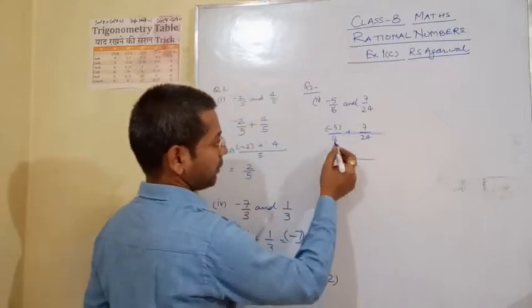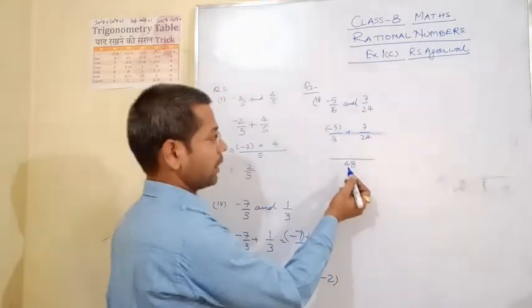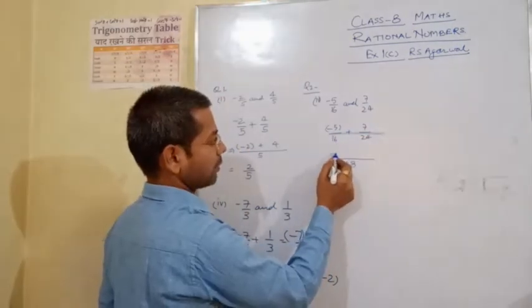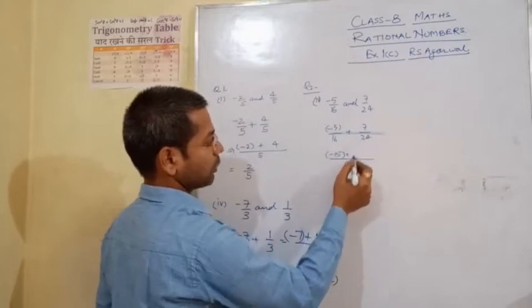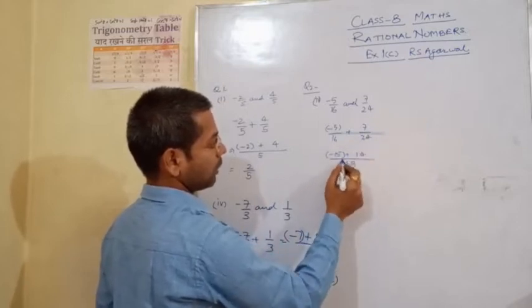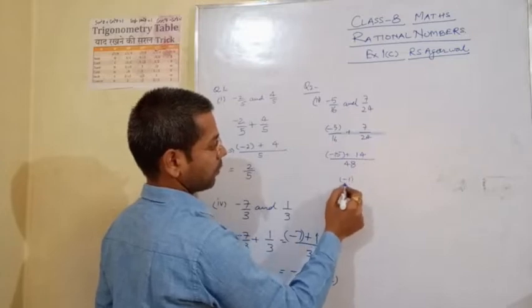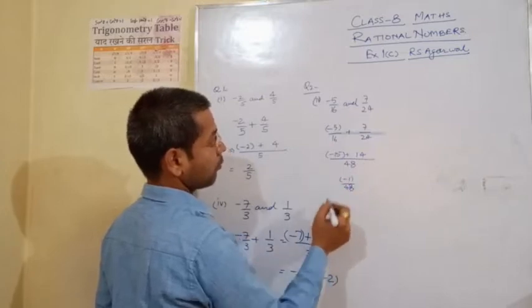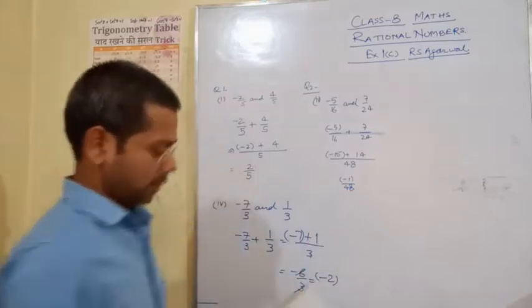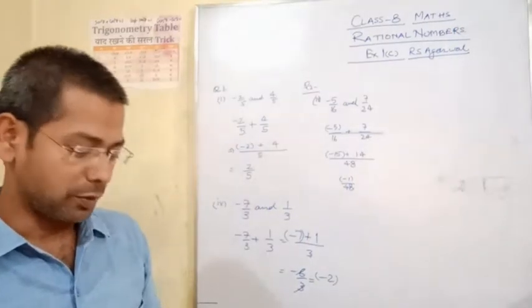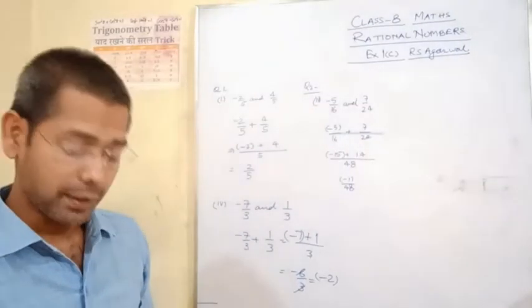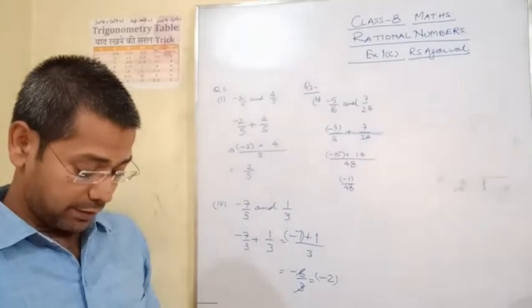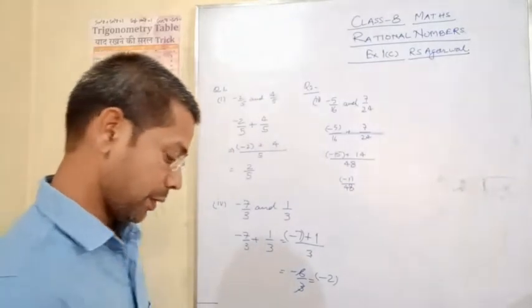So here it will be 16 threes are 48, and minus 5 threes are minus 15, plus 24 twos are 48, 7 twos are 14. It is minus 1 upon 48. In the same way, we will do the rest of the parts of the second question. One more part let me do. Suppose the ninth part.